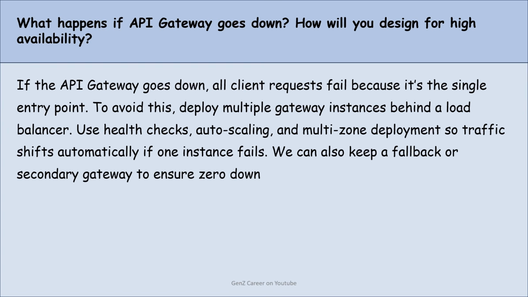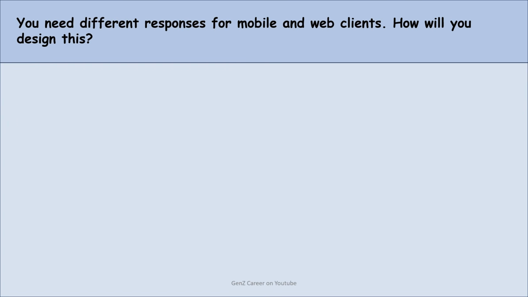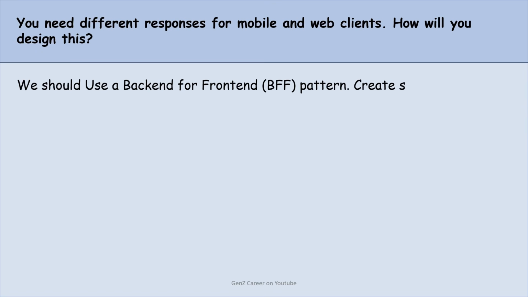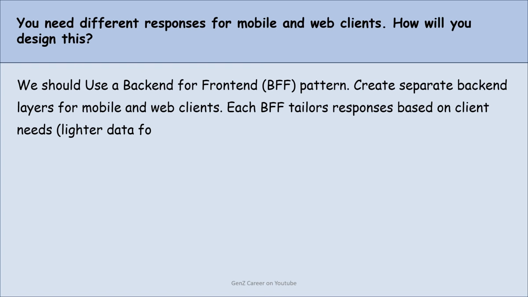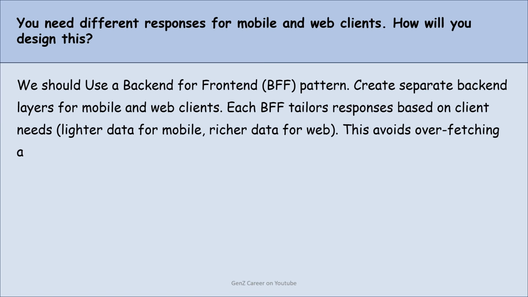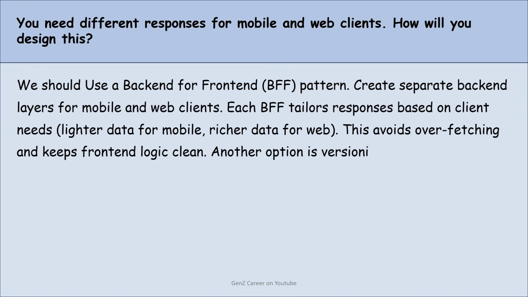Next question is, you need different responses for mobile and web clients. How will you design this? So guys, we should use the backend for frontend pattern, that is the BFF pattern. Create separate backend layers for mobile and web clients. Each BFF tailors responses based on client needs: lighter data for mobile, richer data for web, right? This avoids overfetching and keeps frontend logic clean. Another option is versioning and adding client-specific fields in APIs, but BFF is more scalable.